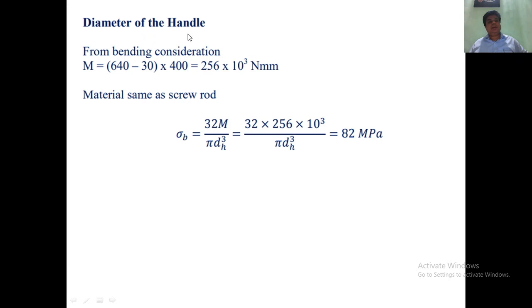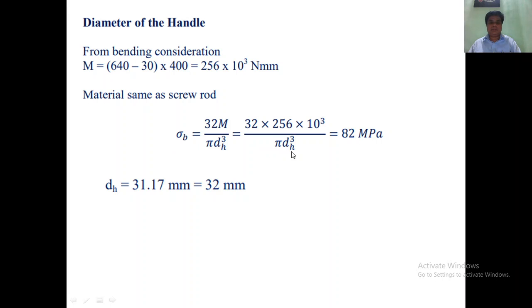And for the diameter of the handle, you can again take it from the bending equation. The length of the handle, 640, minus 30 mm, into 400 N will give the bending moment. So with respect to the bending of the rod, we will calculate the moment. Taking the bending moment equation, you can calculate the bending stress in that rod.